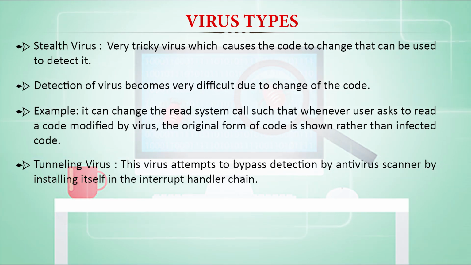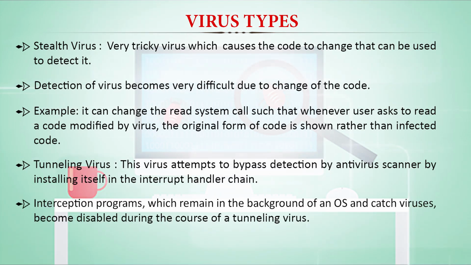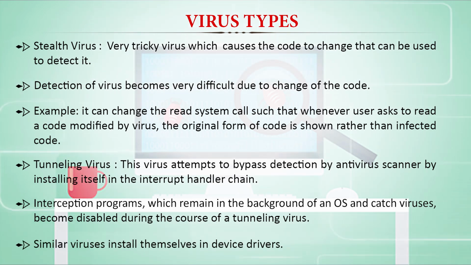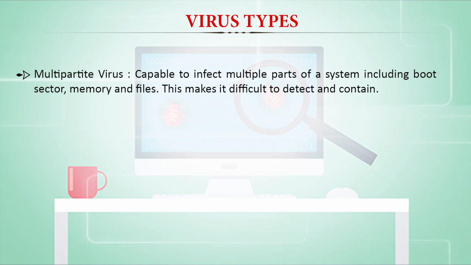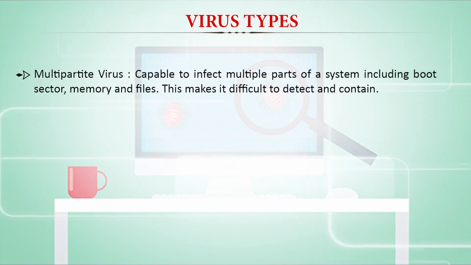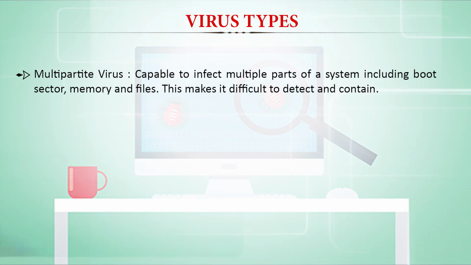That is called a tunneling virus. The virus attempts to bypass detection by the antivirus scanner by installing itself in the interrupt handler chain. Interception programs which remain in the background of an operating system and catch viruses become disabled during tunneling. Similar viruses install themselves in device drivers. Then there are multipartite viruses, capable of infecting multiple parts of the system including boot sector, memory and files. This makes them difficult to detect and contain.